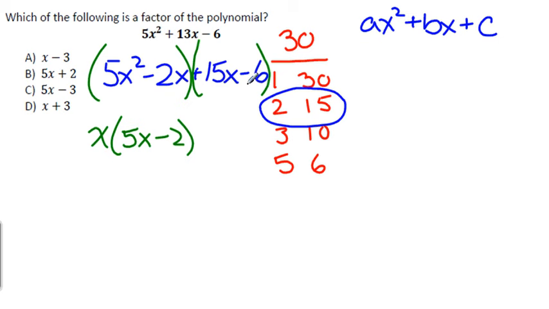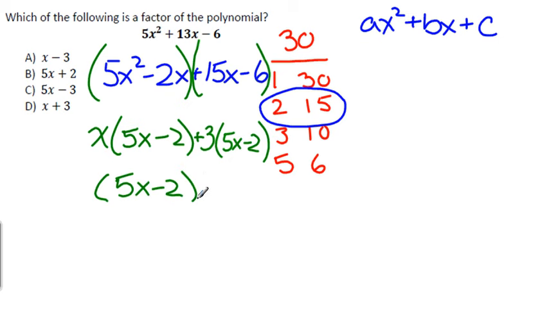So back here, we're going to factor something from these two terms. If we look at 15 and negative 6, we can factor out a 3. So let's factor out a positive 3. And what's left over when I factor out a 3? I'm left with 5x minus 2. And I see that 5x minus 2 is in common here, so I factor that out. So I'm going to have 5x minus 2 times x plus 3.